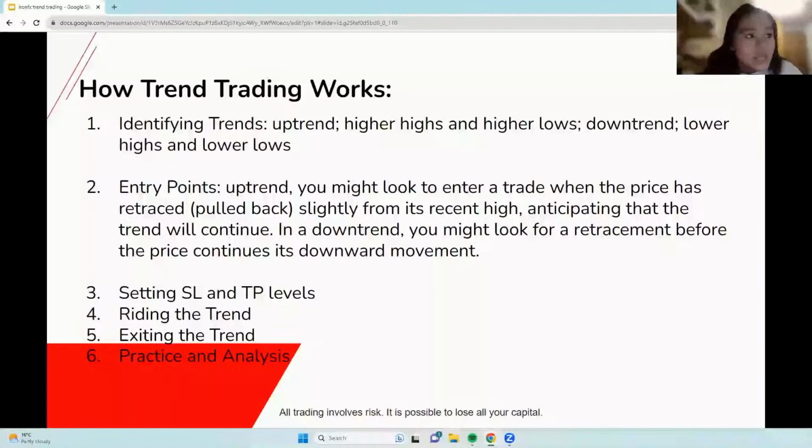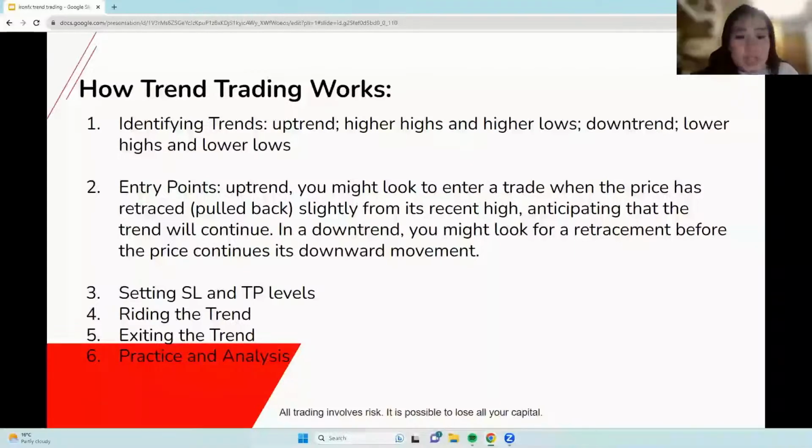Over here, I've given an example of an uptrend. During an uptrend, you might want to look to enter a trade when the price has retraced slightly from its recent high. This suggests that the trend will then continue. Alternatively, in a downtrend, you might look for a retracement before the price continues in its downward movement.